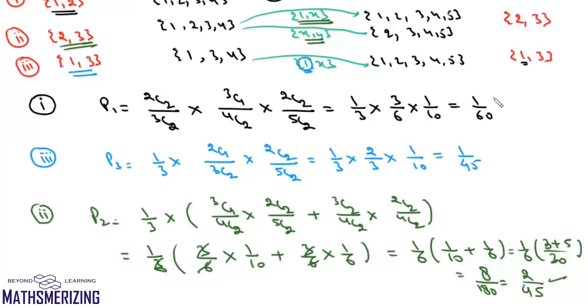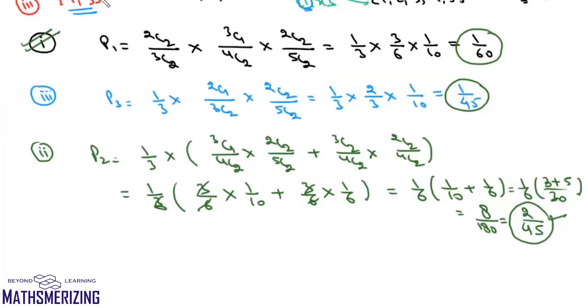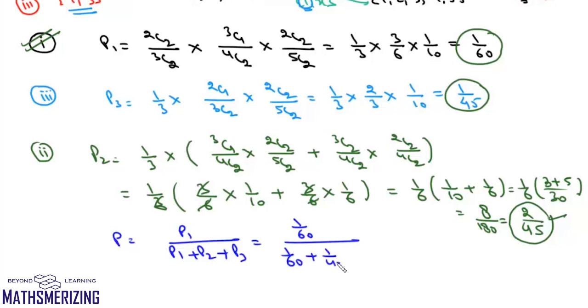So in the first case, we get this probability as 1 by 60. In the second case, it is 1 by 45. And in the third case, it is 2 by 45. Now we need to find this conditional probability that if E1 equals E3, S1 is 1, 2. So this required probability P will be given by P1 upon P1 plus P2 plus P3. Now this is 1 by 60 upon 1 by 60 plus 1 by 45 plus 2 by 45.